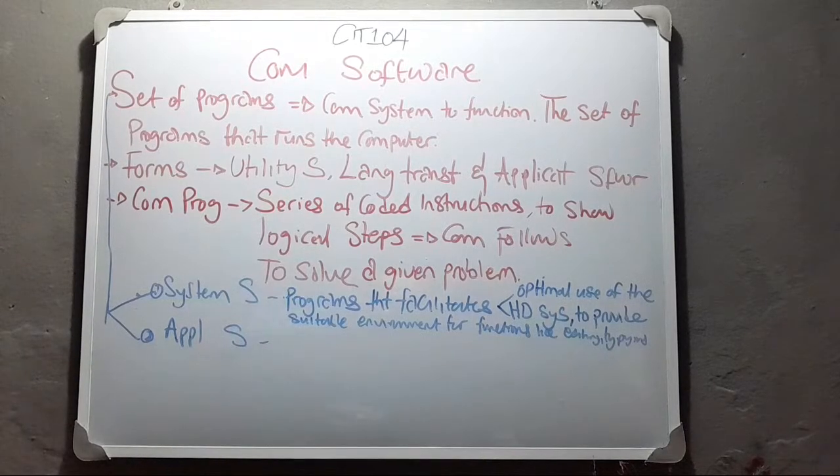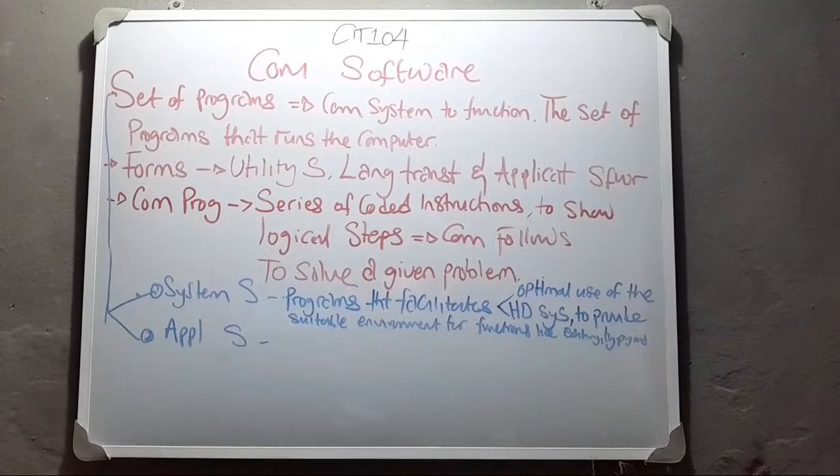So we have the operating system. Now, an operating system is a program that acts as an interface between users of a computer and the computer hardware. And the purpose of an operating system is to provide an environment in which a user may execute programs.